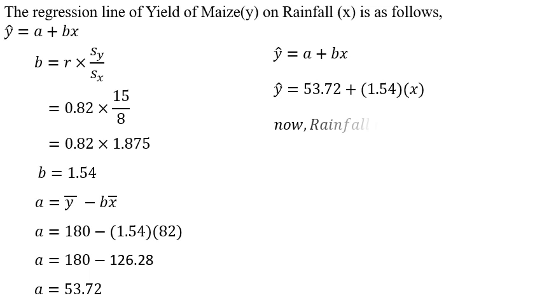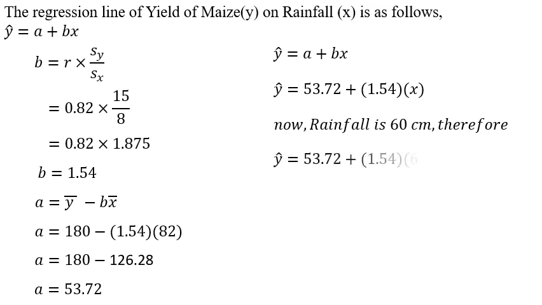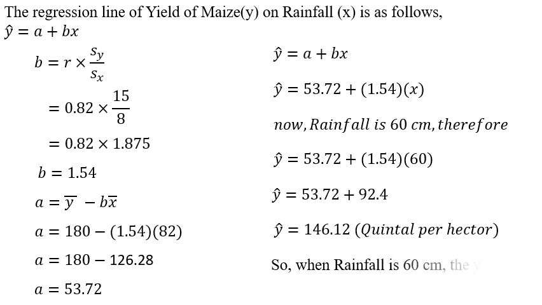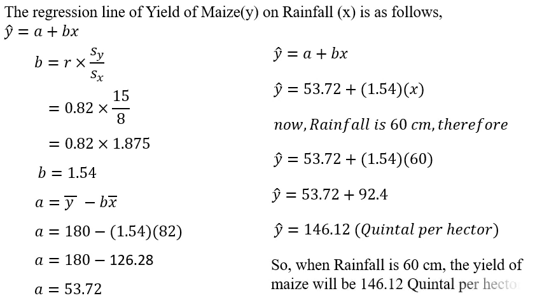Now what we have is the rainfall is to be estimated at 60 centimeters, and when we estimate at 60 centimeters, we will take 60 as the value of x. We will multiply 60 with 1.54, and whatever is the result, that is 92.4, we will add it to 53.72. We will get 146.12 quintal per hectare. So when the rainfall is 60 centimeter, the estimated yield of maize will be 146.12 quintal per hectare.